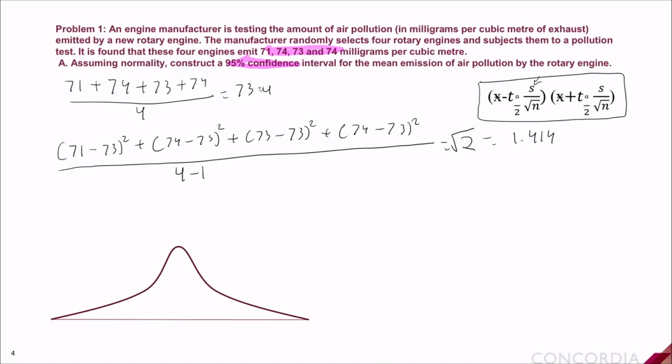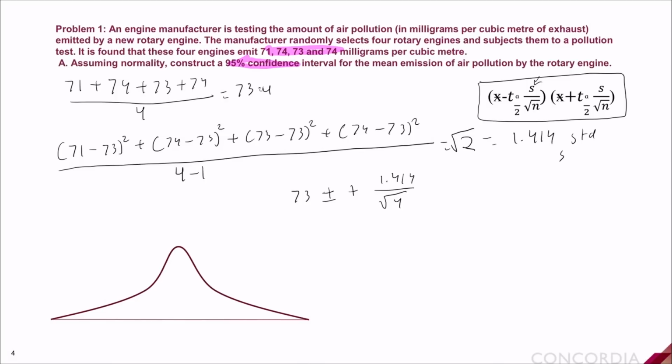Now that we found our standard deviation or simply S, we can plug in our values into the equation. We have our mean, which is 73, plus or minus our t, with our standard deviation 1.414 over the square root of the number of variables in our sample, which is 4. All we're missing is to find our t.